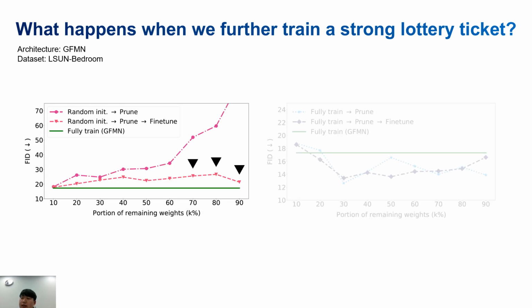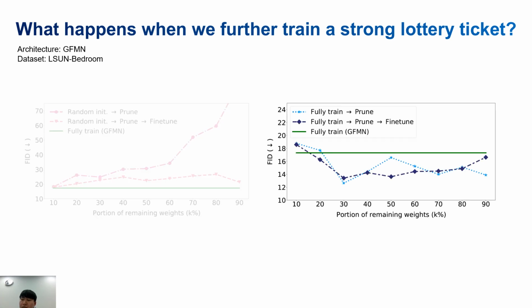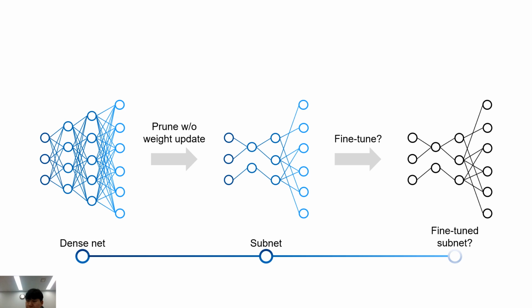As you can see in the left figure, the empirical subnetwork can be improved by fine-tuning the remaining weights. However, the performance of strong authority tickets cannot be improved. The right figure shows that the performance of the superior subnetwork in our area cannot be improved. It seems to us that the subnetwork cannot be fine-tuned because it has already achieved the best performance that it can have.